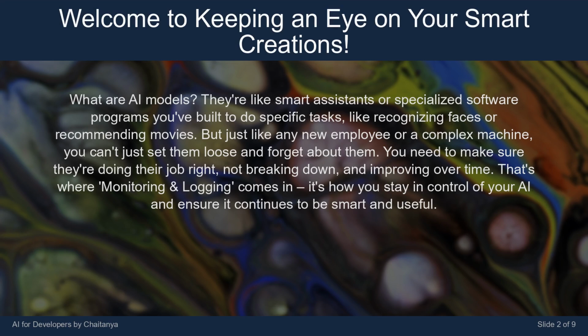What are AI models? They're like smart assistants or specialized software programs you've built to do specific tasks, like recognizing faces or recommending movies. But just like any new employee or a complex machine, you can't just set them loose and forget about them. You need to make sure they're doing their job right, not breaking down, and improving over time. That's where monitoring and logging comes in. It's how you stay in control of your AI and ensure it continues to be smart and useful.